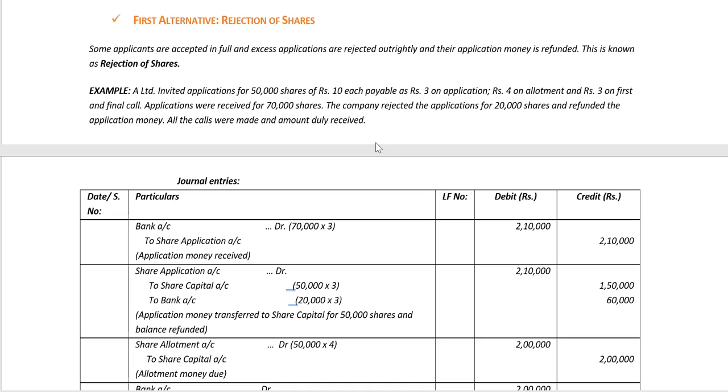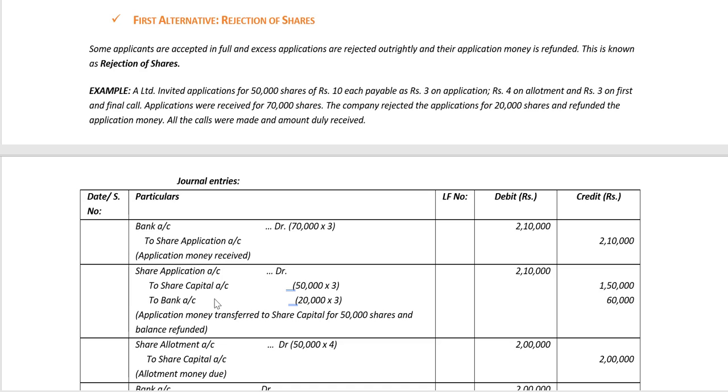We have the sum on the top and the journal entries in the bottom half of the screen. The very first journal entry is for the application money received. The company receives application money on 70,000 shares at the rate of rupees 3 per share. Journal entry for the same: bank account debit, to share application account, 70,000 shares multiplied by 3 rupees per share, which comes up to rupees 2,10,000.